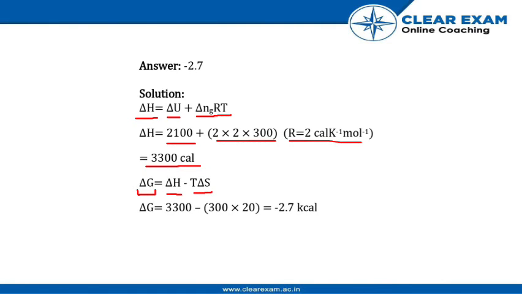temperature and entropy. As we all know, temperature and entropy have been given in the question itself, and heat is the one we just got. So after putting in the values, we get minus 2.7 kcal. So this is the right answer.